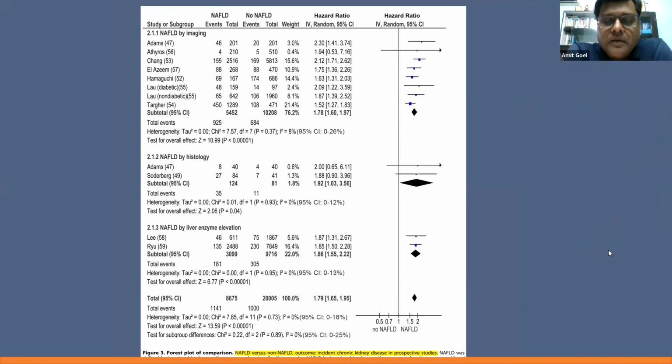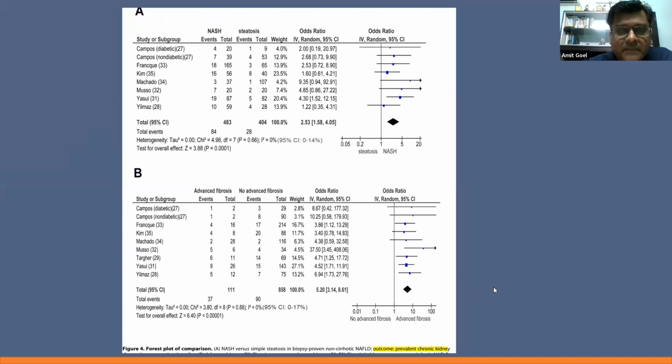That was the prevalence. This is the incidence. The rate of developing chronic kidney disease is again higher. Taking any of the criteria to diagnose fatty liver disease, overall it was 1.8, which suggests that people with fatty liver disease are at higher risk to develop chronic kidney disease.